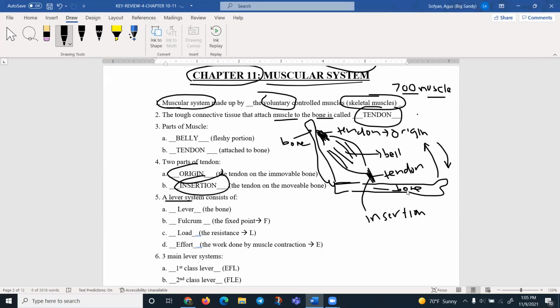Now the mechanical system of moving our body is called the lever system, and the lever system consists of four parts: the bone itself, the rigid bone that moves, which is called the lever. The fixed point of movement, mostly a joint, is called the fulcrum. Resistance is called the load, like for example this area over here has weight. And the effort is done by this muscle contraction. So four components of the lever system.